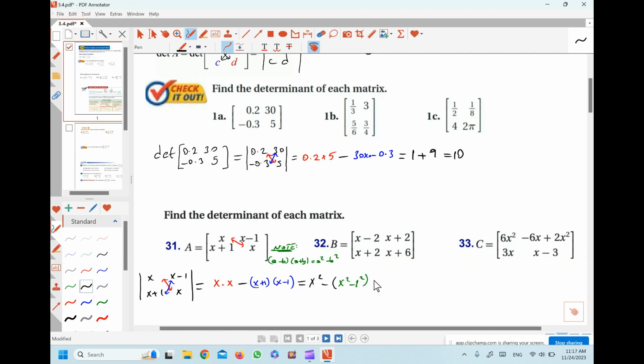Okay, let's simplify this. It's equal to x squared, distribute the minus to the bracket, minus x squared, negative times negative, positive 1. The x squared terms will cancel out, and the result becomes 1. See, still we get a single number. So this is how we find the determinant of 2 by 2 square matrices. This was the first part of the section. The second part is about Cramer's rule.